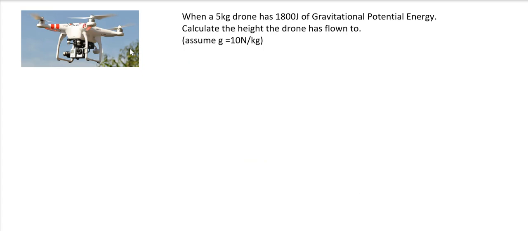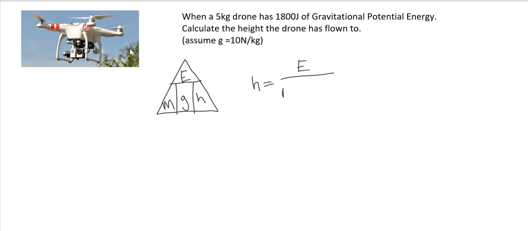Let's look at another example. Now, in this example, we're asked to calculate the height. So if I put the triangle that we're going to use, this triangle tells me that to work out the height, it's energy divided by mass times the gravitational constant. So height is equal to the gravitational potential energy divided by the mass times the gravitational constant.